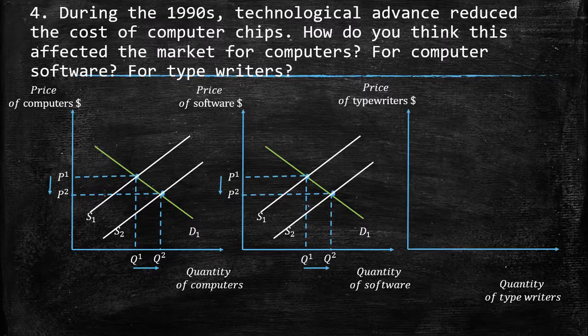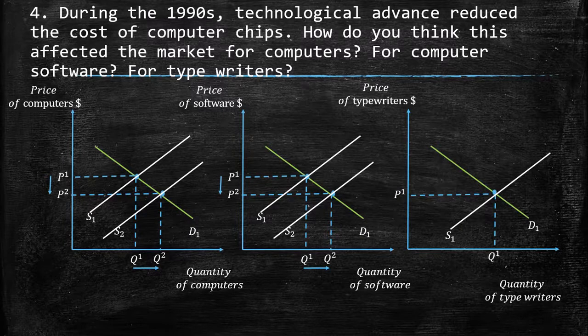And the other side is the typewriters market. So here we have the initial case. Remember that we are thinking about computer chips. So here what I did: I think that first there's going to be a decrease of supply of these, because maybe there are going to be more suppliers who, given this technological advance, are going to produce more computers.